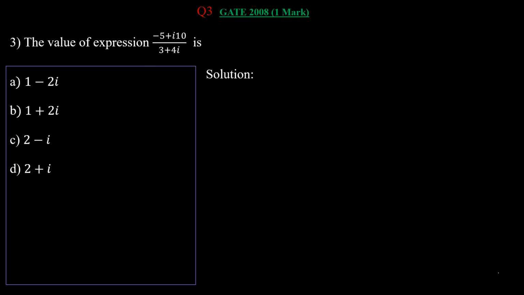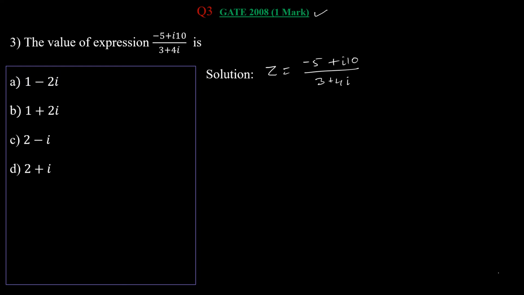Okay, so next easy question is what? The value of expression that we have to find. So it was asked in the GATE 2008. So (-5 + 10i) upon (3 + 4i). Options are 1 minus 2i, 1 plus 2i, 2 minus i, and 2 plus i. So very easy to solve these type of questions. What we do, we write z is equals to (-5 + 10i) upon (3 + 4i).